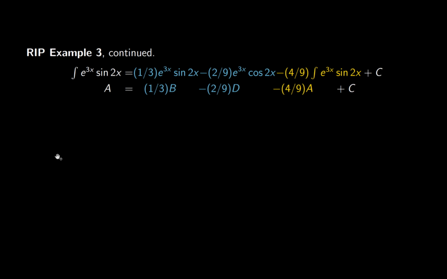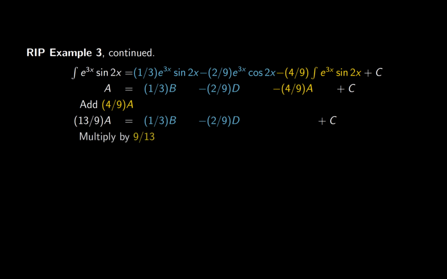So now it's just algebra. We just have to add a to both sides, and we get 13 over 9 a is a third b minus 2/9 d plus a constant. Multiply both sides by 9 over 13, and we get a is equal to 3/13 b minus 2/13 d plus a new constant c naught, which is basically the old c times 9 over 13.